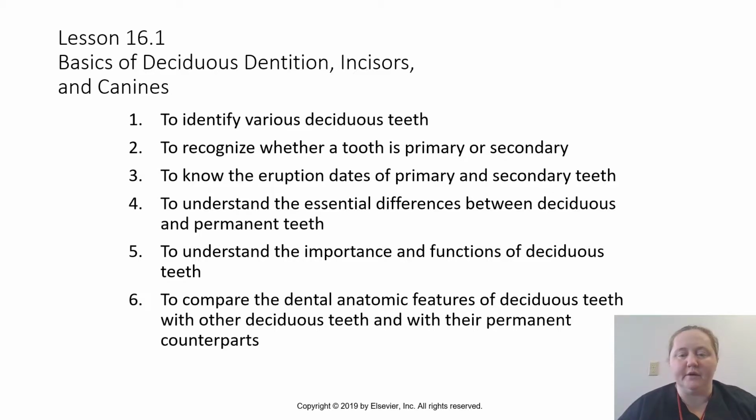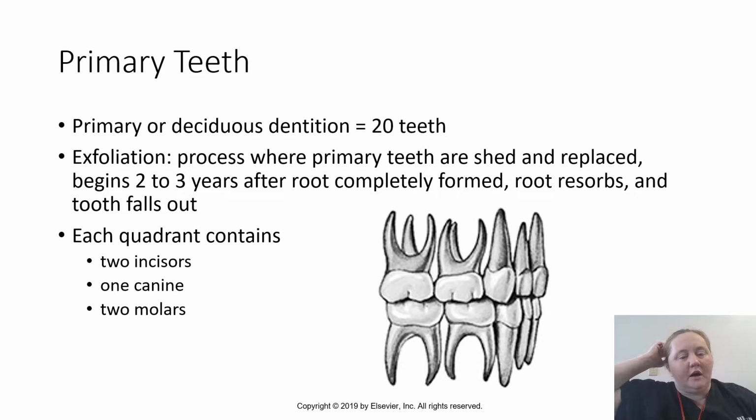permanent counterparts, okay? So, permanent teeth, we do have 20 primary teeth. And remember, we have 32 in our permanent dentition, so 20 in our primary dentition because we don't have the 3 molars in the back, okay? So our primary dentition consists of 2 incisors, a central and a lateral, a canine, and then 2 molars. There are no premolars in the deciduous dentition.